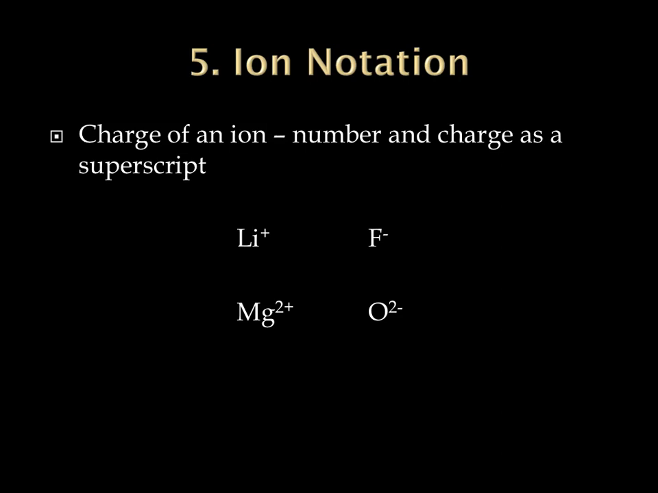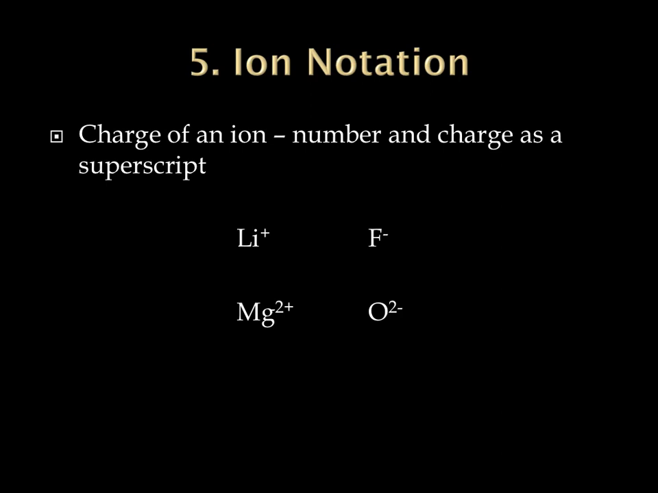So when we talk about ions, we need to notate those and show those. We do that by putting the charge as well as the number, if needed, as a superscript up above the chemical symbol of the element. So lithium, like we talked about, is a +1 charge.